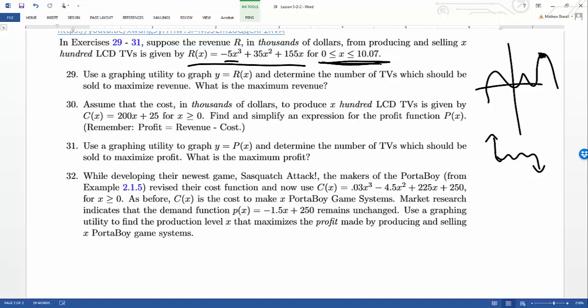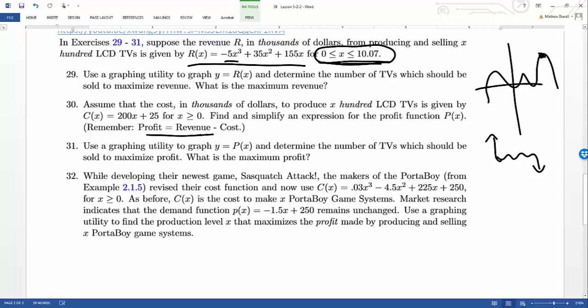Number 30 says, assume that the cost in thousands to produce x hundred LCD TVs is given by that function. Find and simplify an expression for the profit function. Okay, so you just need to find the profit function. So your revenue minus your cost. So subtract them. Now it says use a graphing utility to do the same thing to profit. What is the maximum profit? The domain is the same for this. Okay, so make sure you're keeping the same domain.